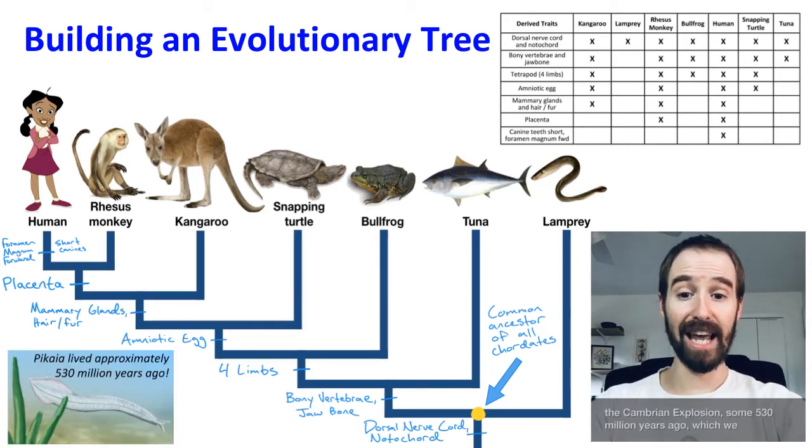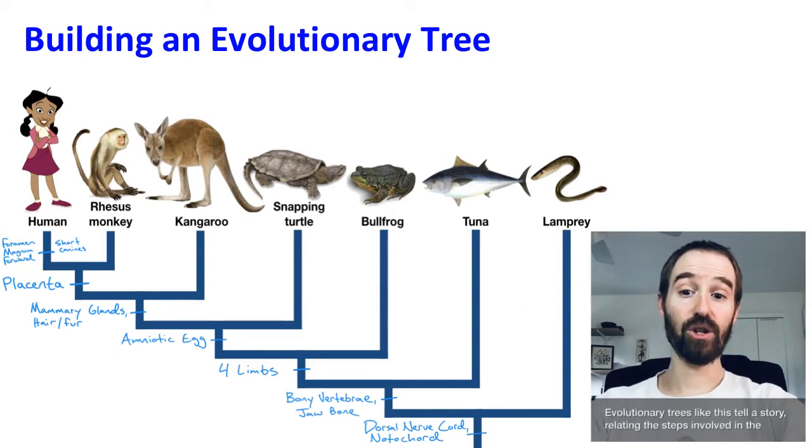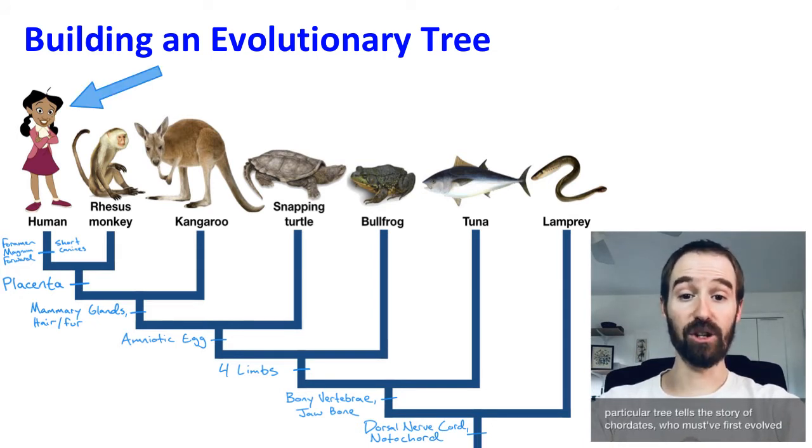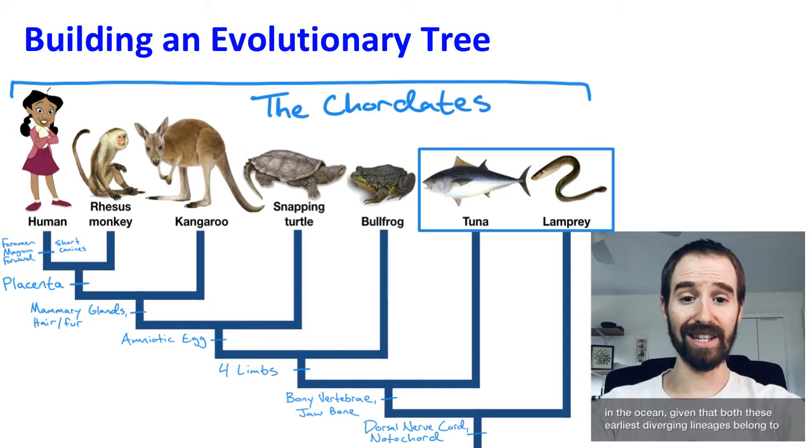Pikaia evolved during the Cambrian explosion some 530 million years ago, which we discovered due to this fossil here, which was found in the Burgess Shale Formation, which I talked about in one of my previous videos. Evolutionary trees like this tell a story, relating the steps involved in the evolutionary process that eventually led to organisms like us. This particular tree tells the story of chordates, who must have first evolved in the ocean, given that both these earliest diverging lineages belong to other ocean-dwelling creatures.